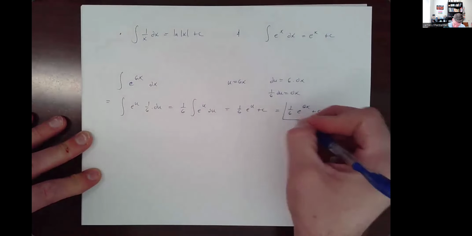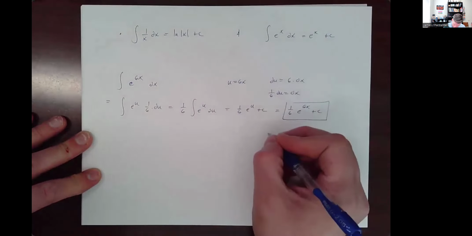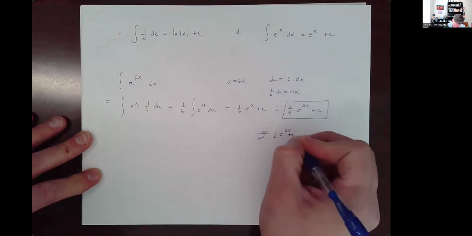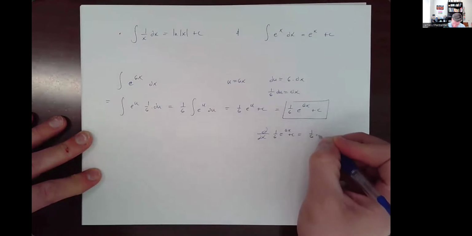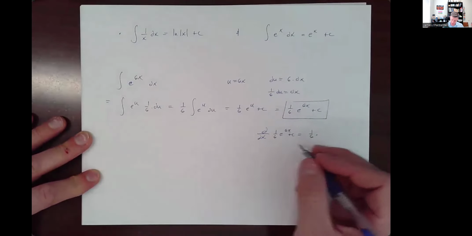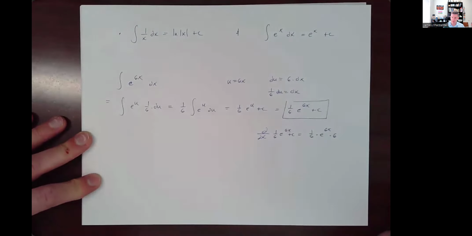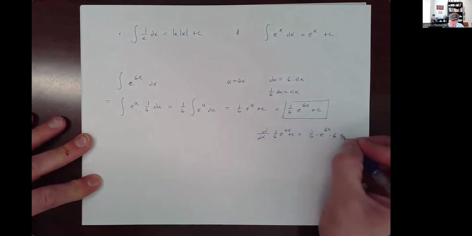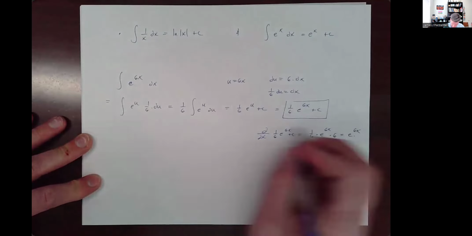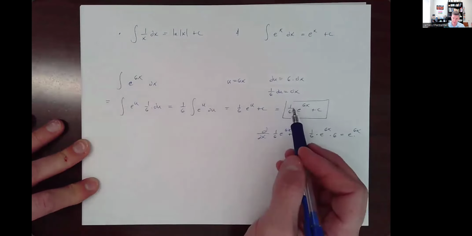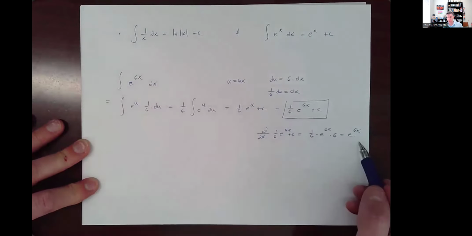Let's see, and you can see, if we take the derivative of this, the derivative of 1/6 e to the 6x plus c is going to be 1/6 times the derivative of e to the stuff, which is e to the stuff times the derivative of the stuff. And then 1/6 times 6 is 1, so you just get e to the 6x, like you should, because we integrated, we got that, and we differentiated what we integrated, and we got back to where we started.